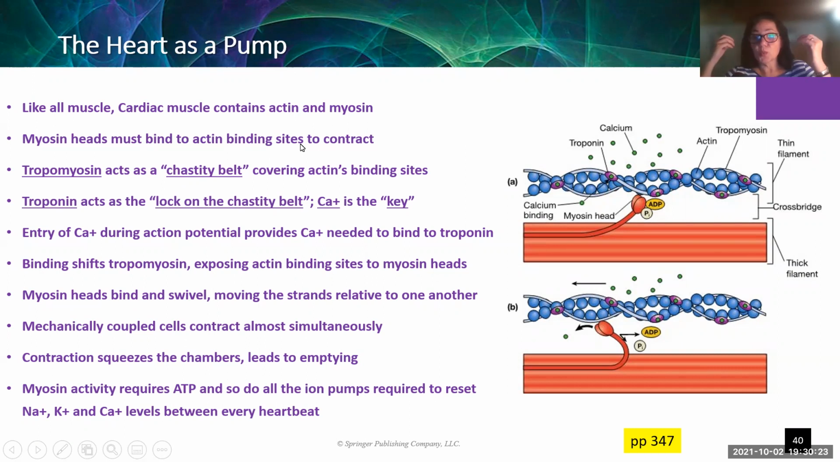All right, so we don't want that binding when it's not time for the muscle to contract. And so there's this mechanism that keeps the myosin from accessing that actin active site. And that mechanism is a couple of other proteins. One of the proteins is called tropomyosin. It's the one that's shown here as the kind of this ribbon that wraps around the actin, and it acts as a chastity belt. If you know what a chastity belt is, if you don't, look it up. It's interesting history. But it covers the active sites.